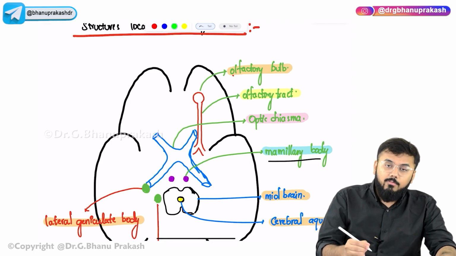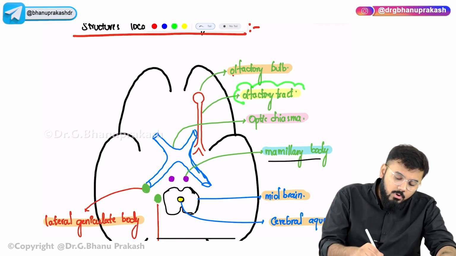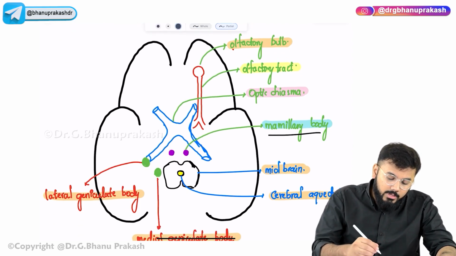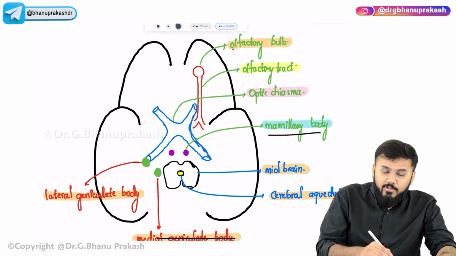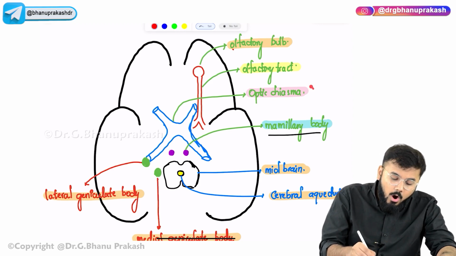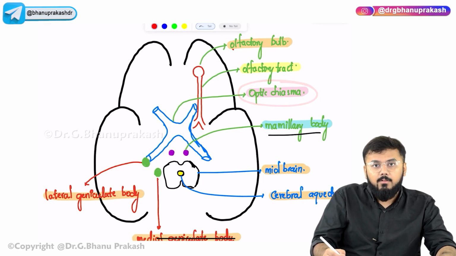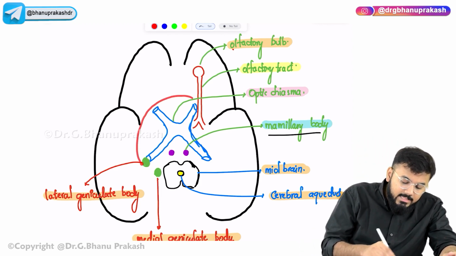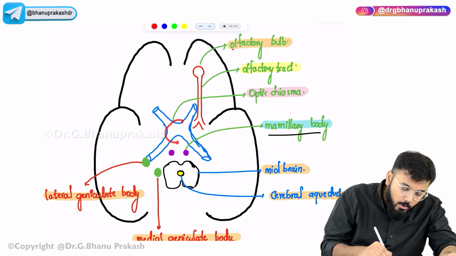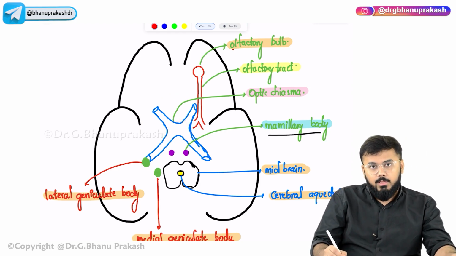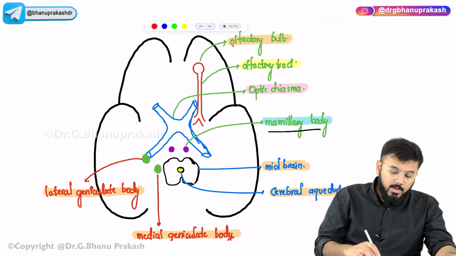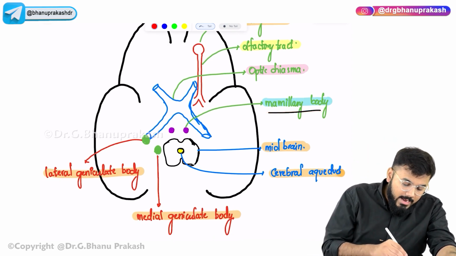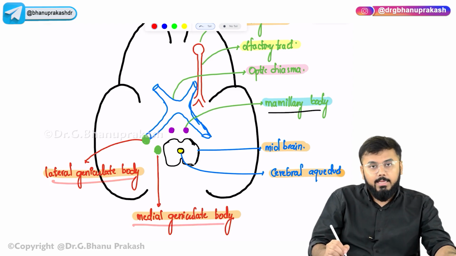After attached to the olfactory bulb, you have got something called the olfactory tract. Attached to the olfactory tract, down here, just near to the olfactory tract, you have got something called the optic chiasma, right? Where both the optic nerves cross each other. So this entire thing is not called optic chiasma. This point is called optic chiasma. Posterior to this optic chiasma, you have got what? Mammillary bodies, right? And here you have got lateral geniculate and here you have got medial geniculate body.